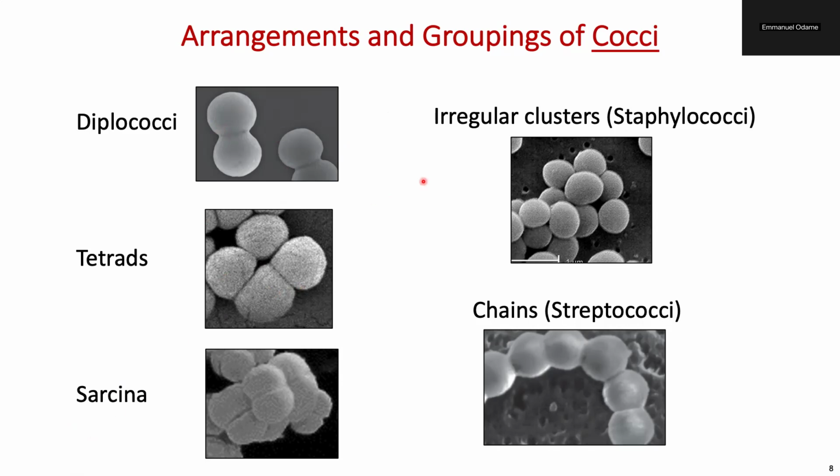And then we have the ones which form irregular clusters. As you can see, a lot of them all clustered together. These are the staphylococci. And then we have those who form a longer chain, which is the streptococci.